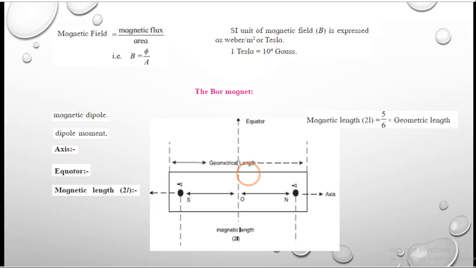A bar magnet is a rectangular piece of an object made up of iron, steel or any other ferromagnetic substance or ferromagnetic composite that shows permanent magnetic properties. It has two poles, a north and a south, such that when suspended freely, the magnet aligns itself so that the northern pole points towards the magnetic north pole of the earth.